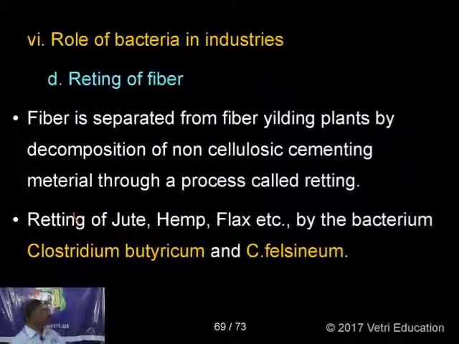The process behind this is that the fiber is separated from the fiber yielding plants by decomposition of non-cellulosic and cementing material. The removal of the fiber from the stem by the action of bacteria is called the retting process. The retting of jute, hemp, flax, etc. is done by the bacteria Clostridium utilicum and Clostridium felsinum. These two bacteria act upon the fiber yielding plants and help us to remove the fiber from the stems.